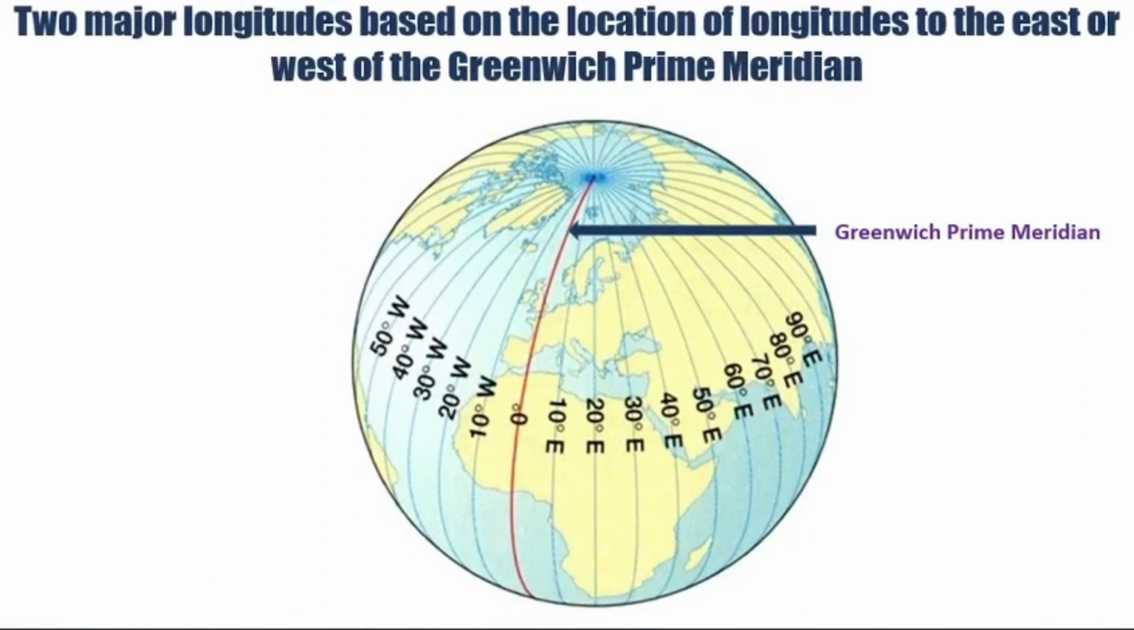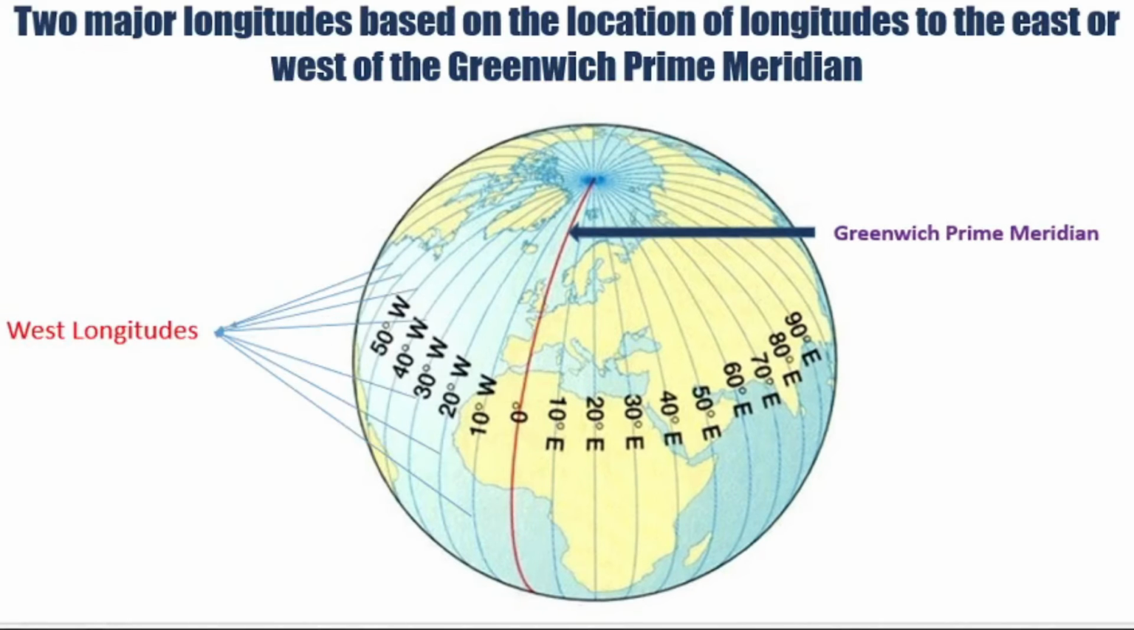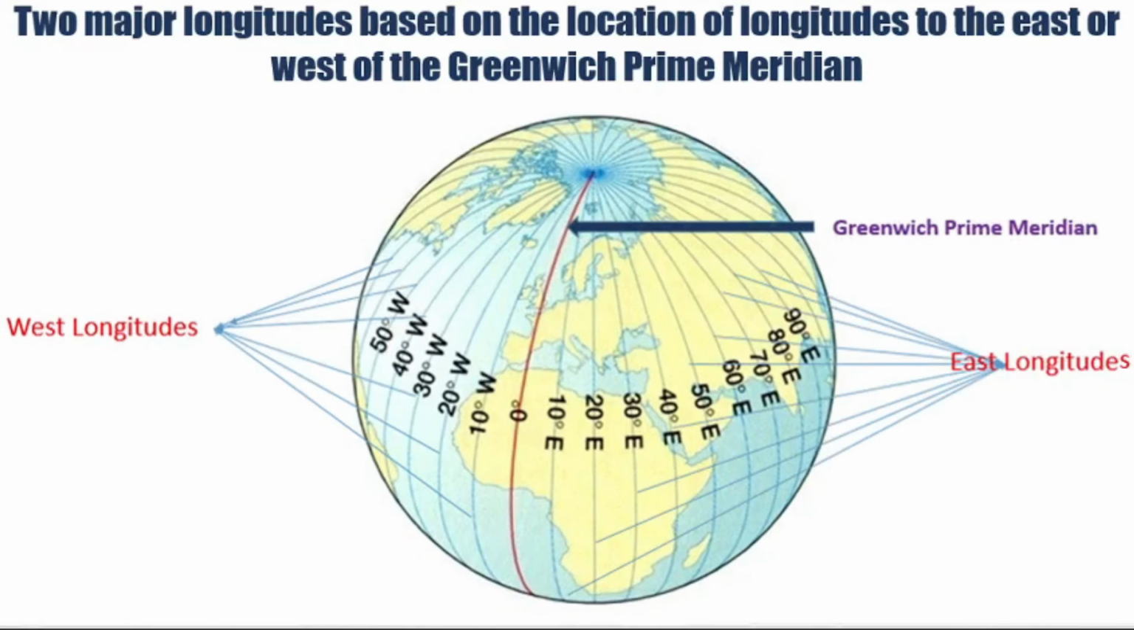As we did with the latitudes, we can divide all the longitudes drawn from North Pole to South Pole into two main categories. Can you see the Greenwich prime meridian drawn at 0 degrees from North Pole to South Pole? As you can see, all the longitudes which are located to the west of prime meridian are called west longitudes, and all the longitudes which are located to the east of prime meridian are called east longitudes. That's all for the lesson on latitudes and longitudes.